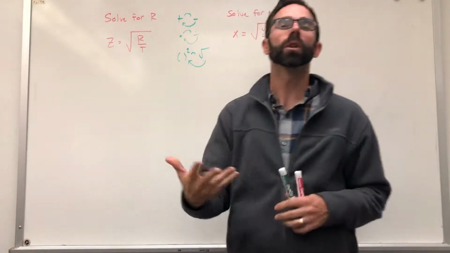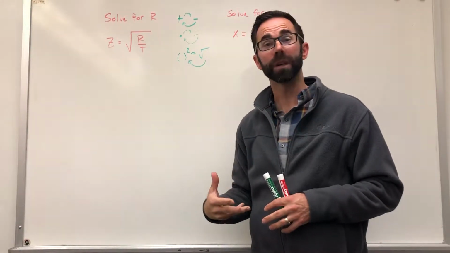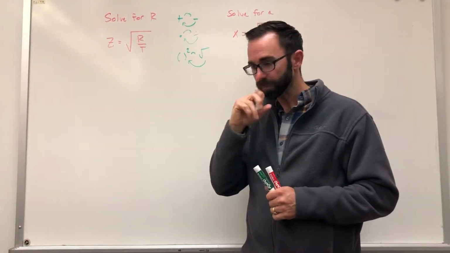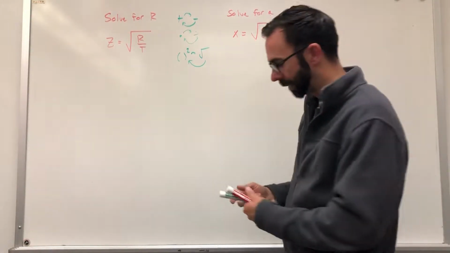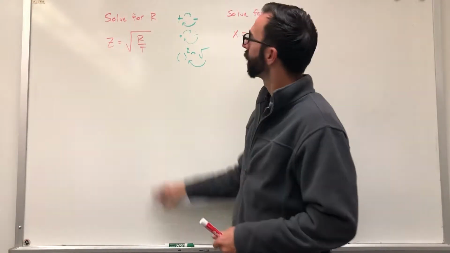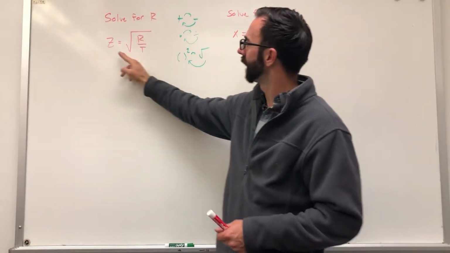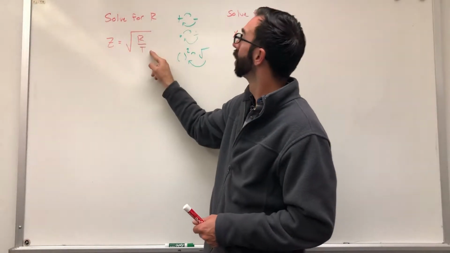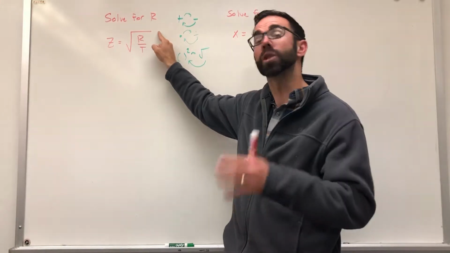And so what the purpose of this right here, when you do the inverse operation, what it does is it cancels it out to only being one here. So check it out, okay? This is gonna be kind of cool here. So if I'm trying to solve for r, I have z equals the square root of r over t. So I need to actually get rid of the square root.